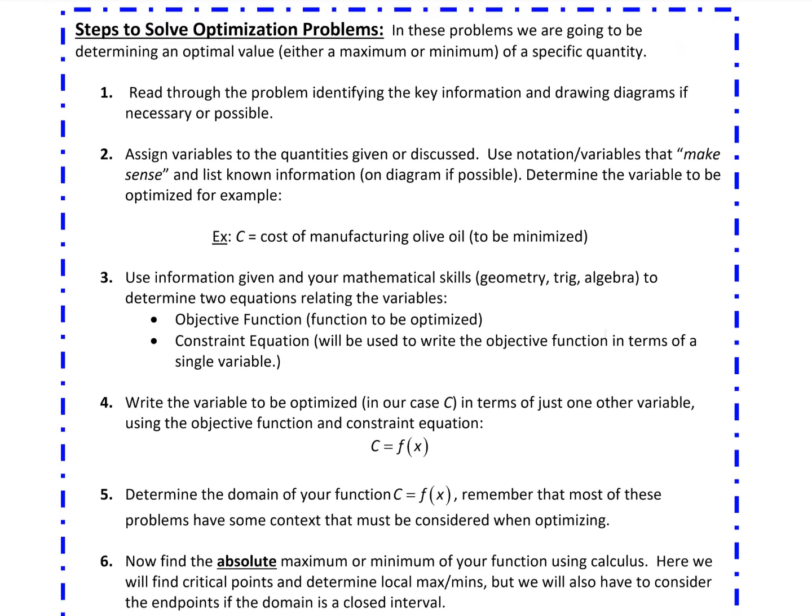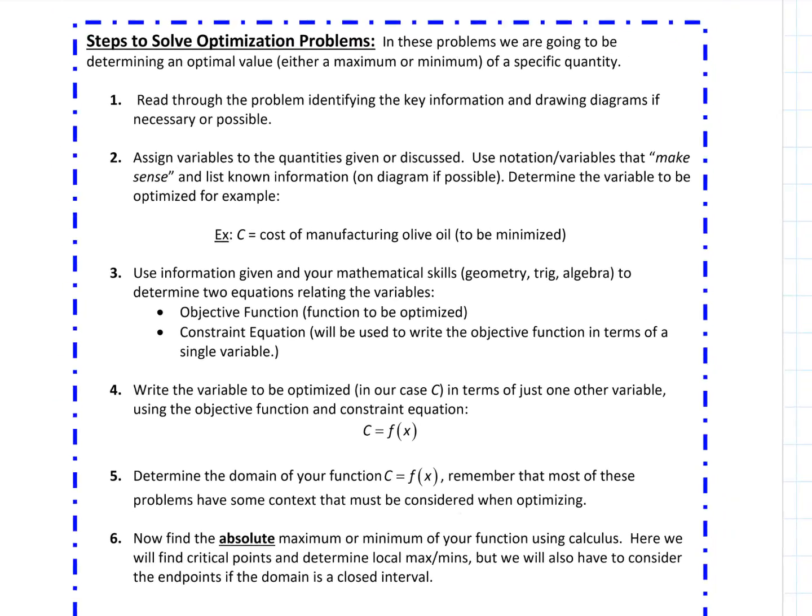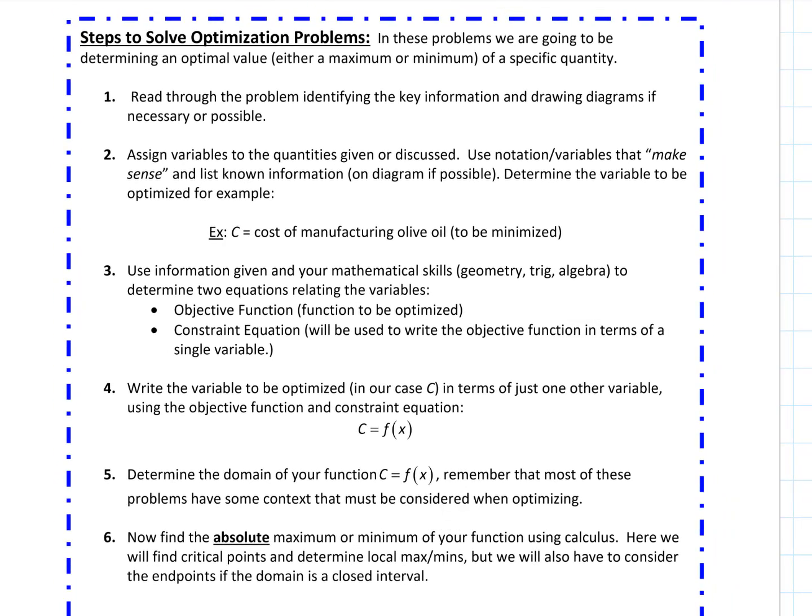And here I have listed out just the basic steps to solve optimization problems. So I'm going to read through these pretty quickly. It's worth putting down some notes on these. The first thing we want to do when we come across a problem where we want to determine an optimal value, and when I say that word optimal, that's referencing a maximum or a minimum. It depends upon the context.